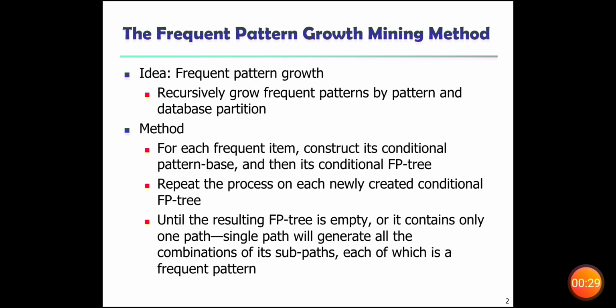The method to be implemented is as follows: for each frequent item, we need to construct its conditional pattern base and then its conditional FP tree. The same process is repeated on each newly created conditional FP tree, until the resulting FP tree is empty or contains only one path. A single path will generate all the combinations of its subpaths, each of which is a frequent pattern.